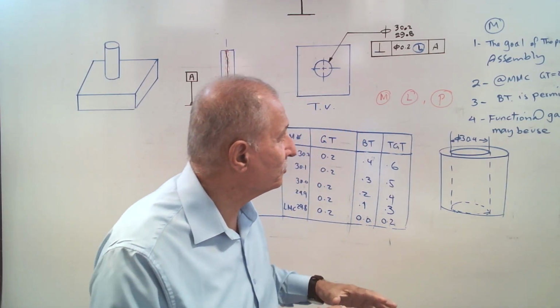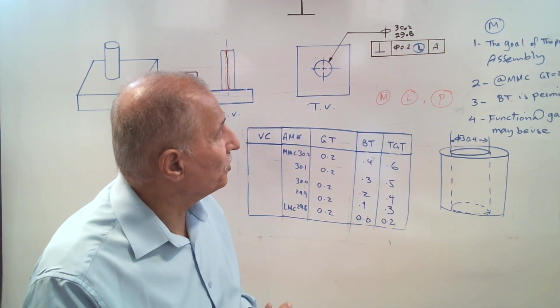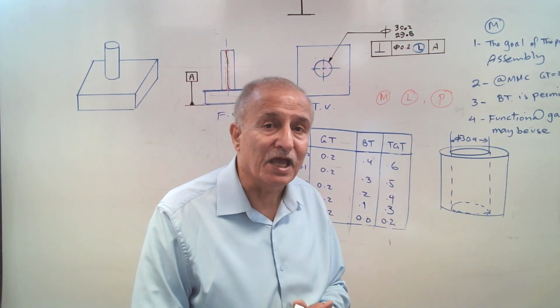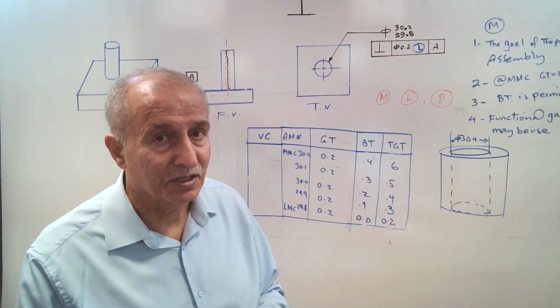We just wanted to focus on the perpendicularity that applies at the RFS and MMC to external feature of size, which is a shaft.